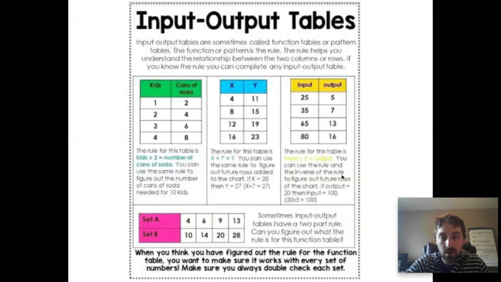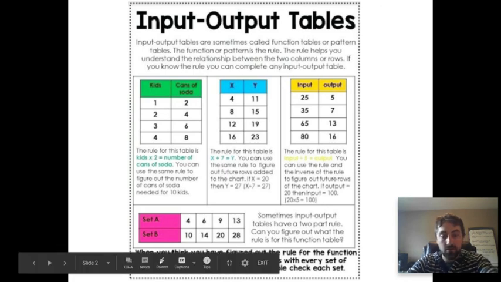Sometimes input and output tables have a two-part rule. Can you figure out what the rule is for this function table? You want to make sure it works for all of them. So when I say the two-part rule, this is where I would like my camera to come into play here, so I will get this up.